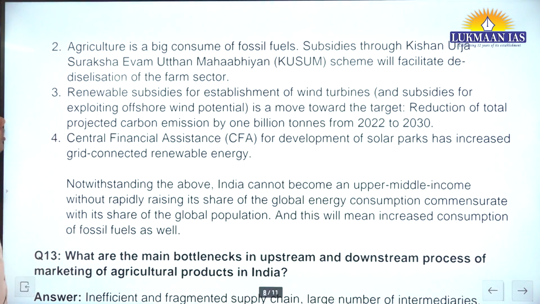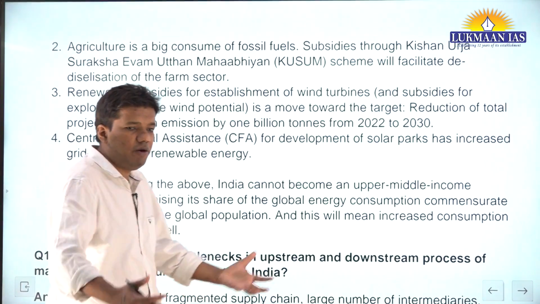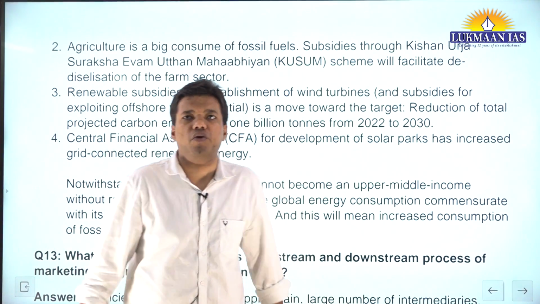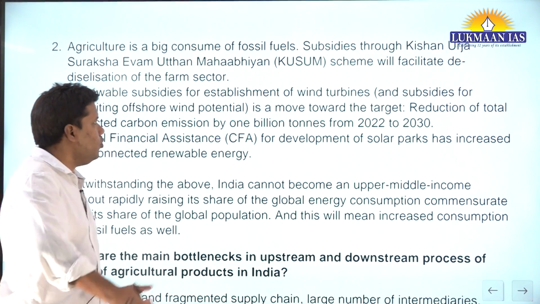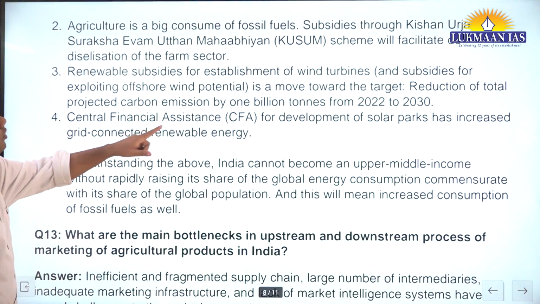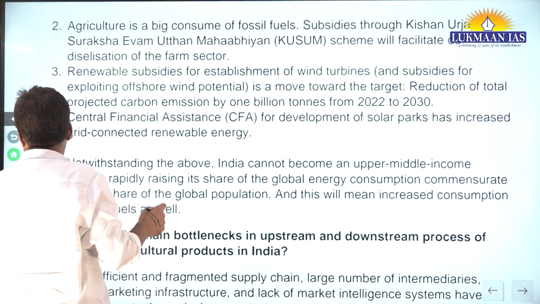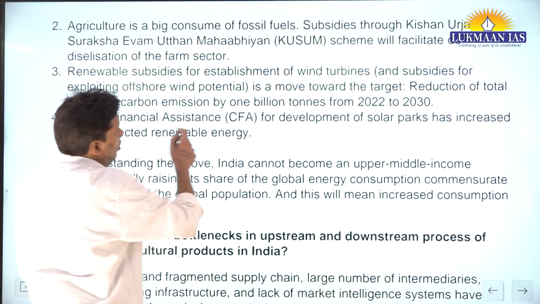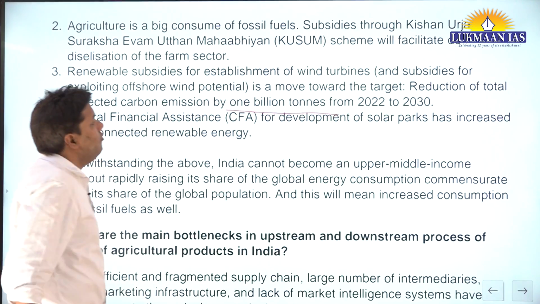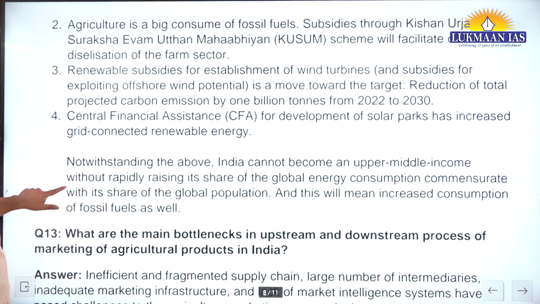Then renewable subsidy for establishment of wind turbines, because when you establish a wind turbine, a lot of capital expenditure is required. Okay, and it has its own gestation period. So that is one thing, and this will help you reduce carbon emissions by 1 billion tons. That's another target India gave at COP26: reducing carbon emissions by 1 billion tons. Can you imagine 1 billion tons?